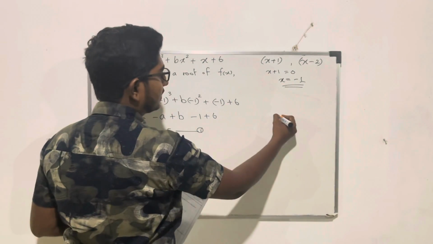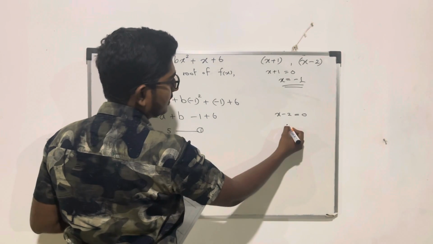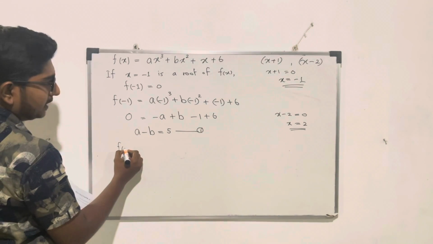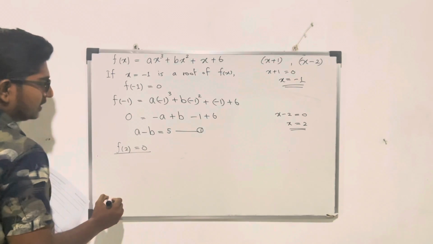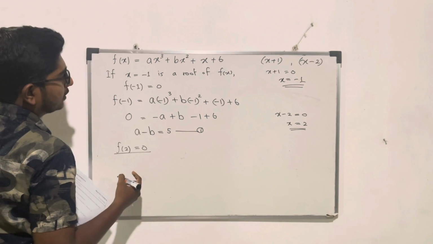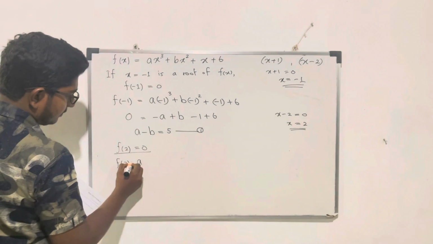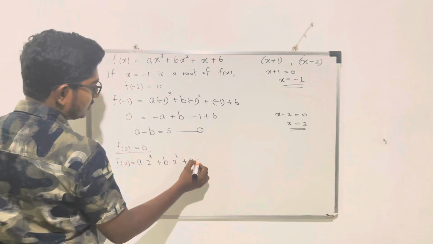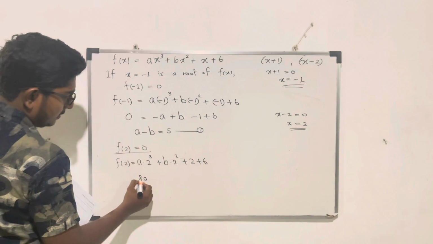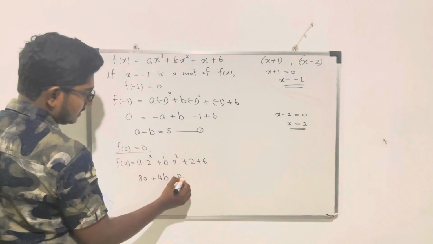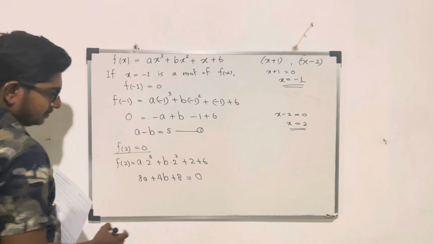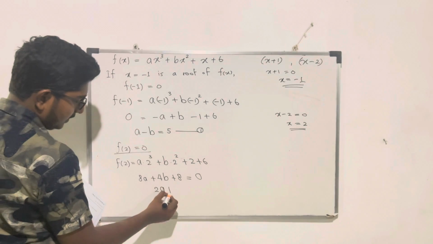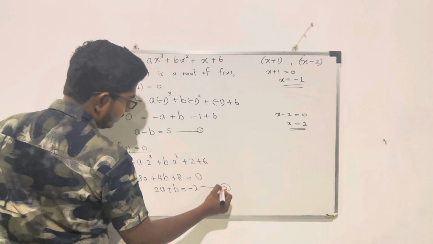Then they have given another factor, that is x minus 2. Therefore we can equate x minus 2 to 0 and get the root, that is 2. That means f of 2 is also 0. From this theory I can substitute 2 here. It becomes a times 2 cube plus b times 2 square plus 2 plus 6. This is 8a plus 4b plus 8 equals 0, since f of 2 is 0. I can divide each and every term by 4 and make a and b the subject. Then we get 2a plus b equals minus 2. This is my second equation.